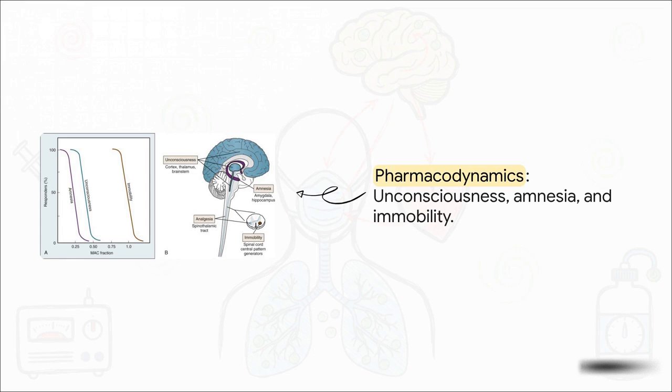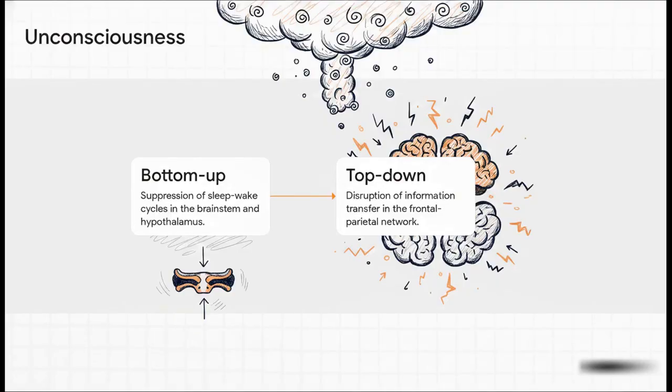And different parts of the brain map to different effects. The cortex and brainstem handle unconsciousness, the amygdala is responsible for amnesia, and the spinal cord controls immobility. But how do these specific receptor changes actually erase consciousness? That's the million-dollar question, right?